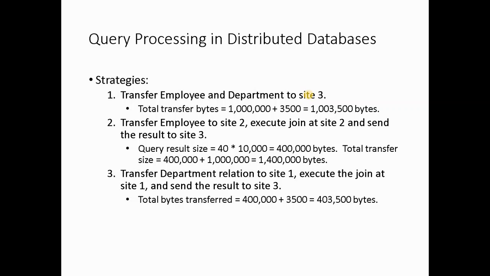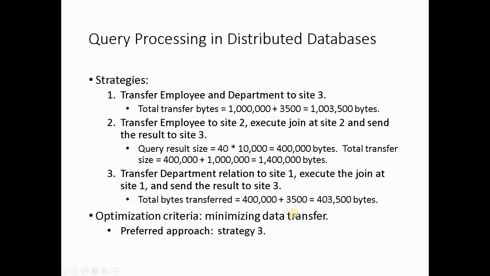Third one, let's say you transfer department to site 1, perform the join and then send the results to site 3. In that case, transfer in 1 you have 400,000, and then you are putting the department into site 1, that is 400,000 and 3,500 bytes. Okay. So optimization idea, let's say we take it as a minimum data transfer. We know the preferred approach is strategy 3.